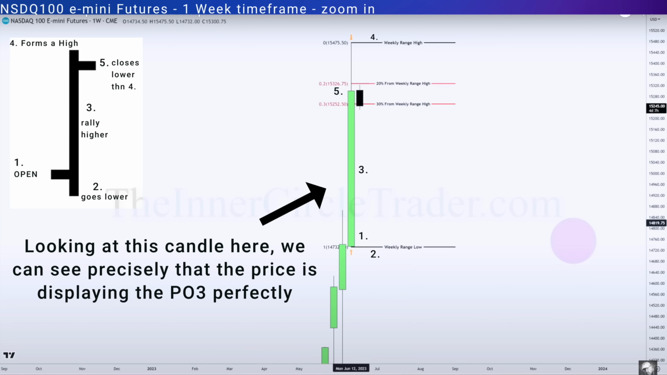Number 1, we have the opening. Number 2, we have the price going a little bit lower, which in this case happened without us actually noticing it on the candle of the 1 week. Then the price rallies higher, and we can see that it's really a big movement. Number 4, the price within the week forms the high, the weekly high, but it also goes and touches almost the higher part of the fair value gap on the 1 month time frame.